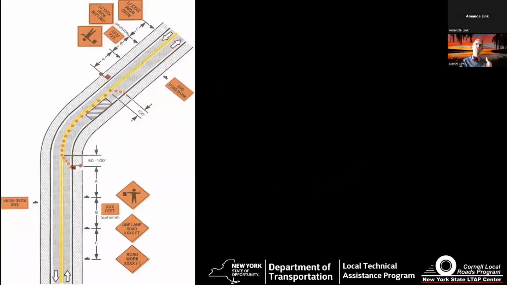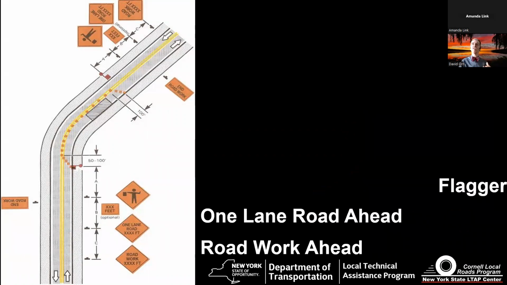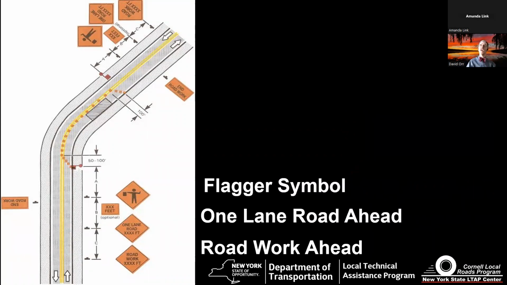Okay, so here's our lovely work zone. We've got our road work ahead, we've got our one-lane road, and we've got our flagger symbol. As long as there's work and cones, you need people manning that flagger station, they need to be working. But if you want to move everybody out during lunch, take a break, that's fine. Okay, but then you could turn the flagger symbol sign.